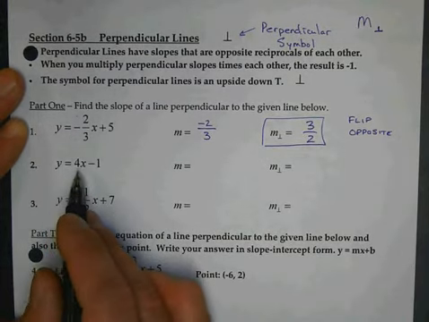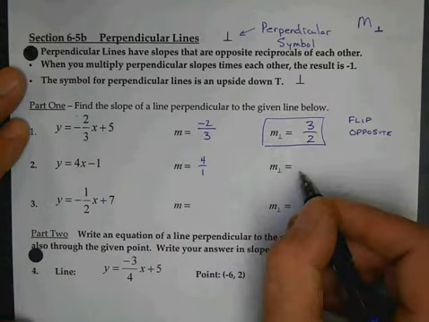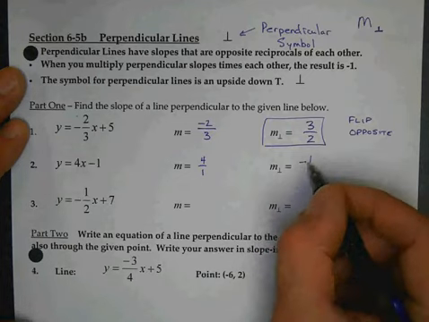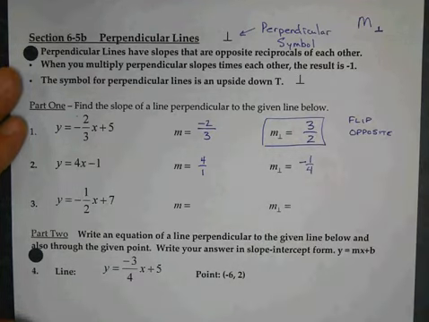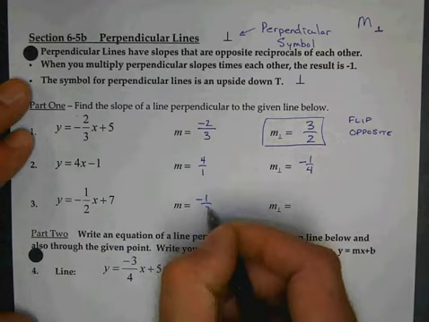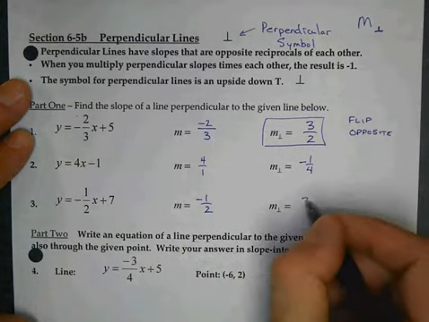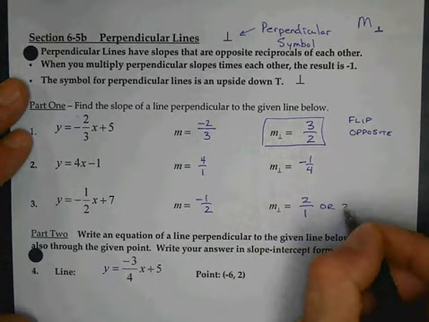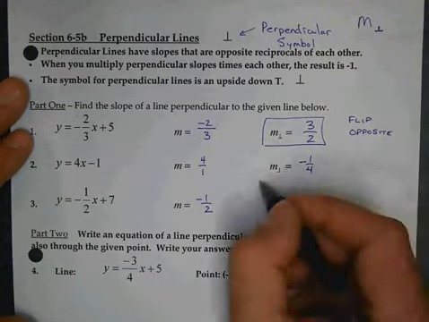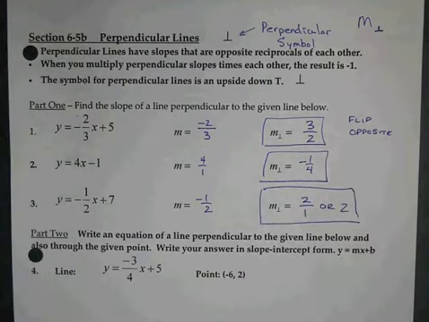Let's look at this next one. What's the slope of number 2? 4 over 1. So flip it and give me the opposite. Negative 1/4. What's the slope of number 3? Negative 1/2. Flip it and give me the opposite. Just 2 over 1, or 2, either way. So in each of those cases, the perpendicular slopes are the opposite reciprocals. Opposite means you take the opposite sign. Reciprocal means you flip it over.